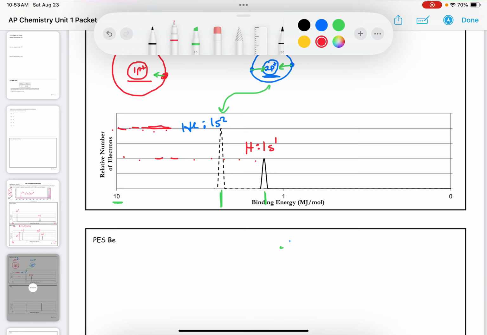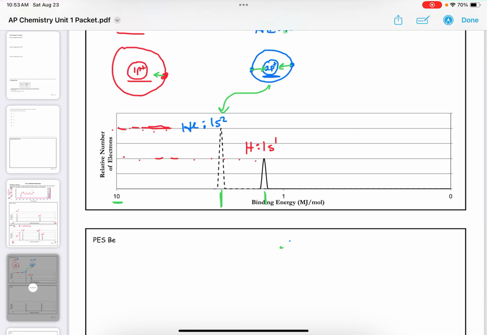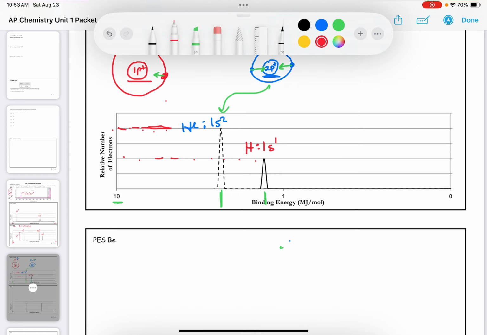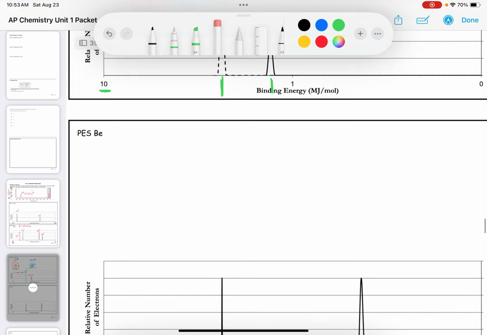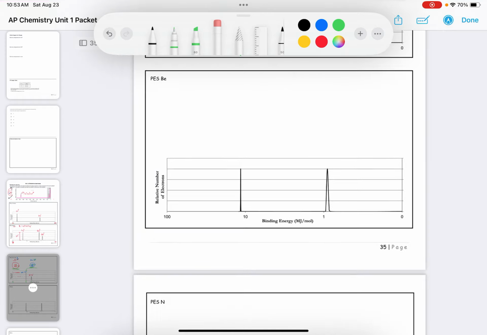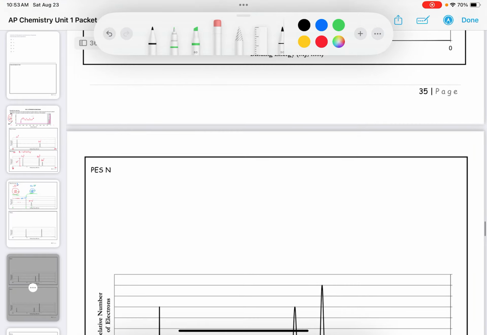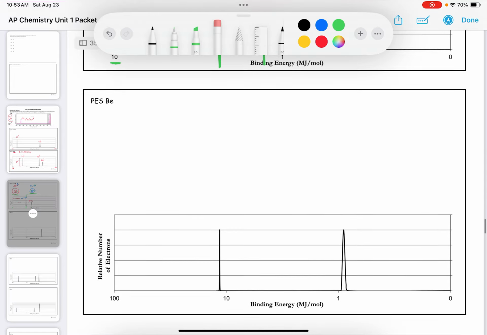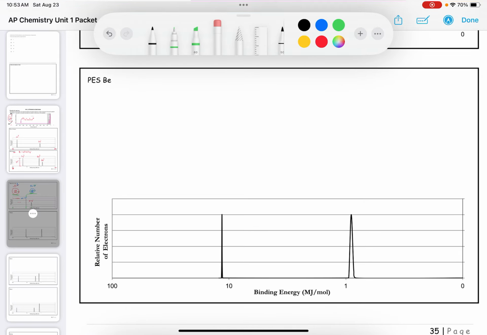Now, notice that I did start by saying that these electrons are in the same energy level. The electrons discussed for hydrogen and helium are both in the first energy level, because something happens when we get to more than 1. Something happens when there is more than 1 energy level, okay?